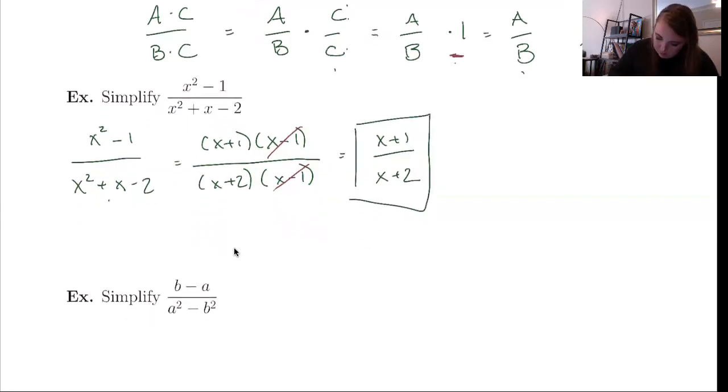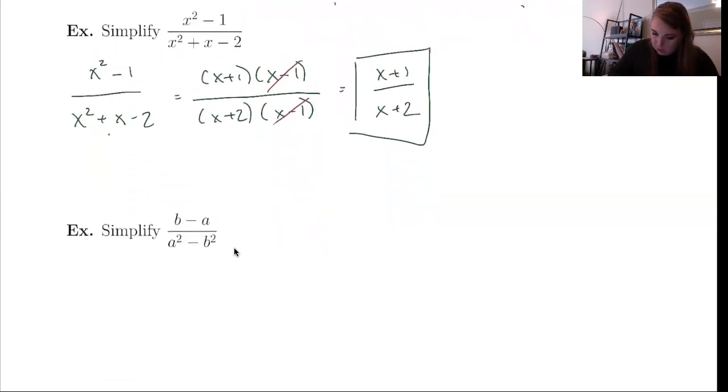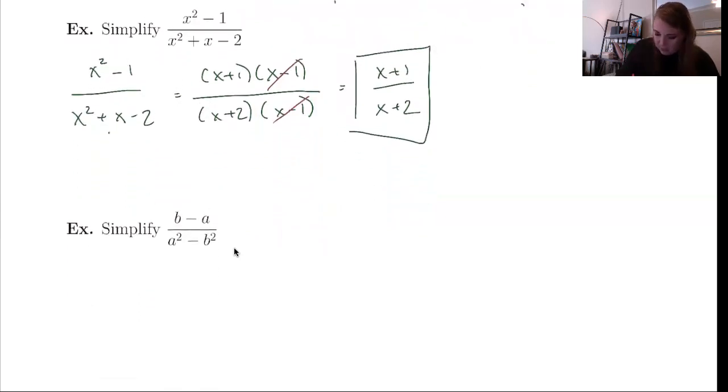All right, now let's do this next example. B minus A over A squared minus B squared. Well, this is difference of squares yet again. B minus A, I would call that, what's it called? You probably know it already because you just watched the lecture before. Irreducible.